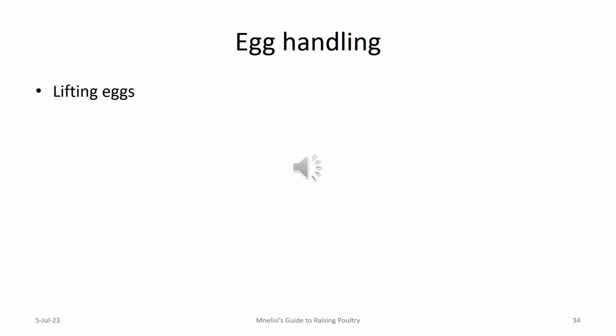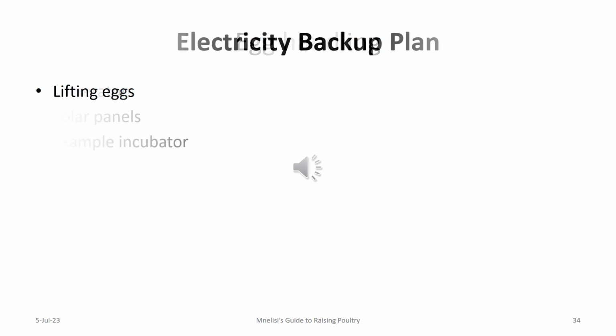And egg handling. This is a machine for moving eggs. An electricity backup plan. You will need this as a backup just in case there is a power failure. You might need a generator or solar panels, especially when you have a critical process like an incubator that is running.